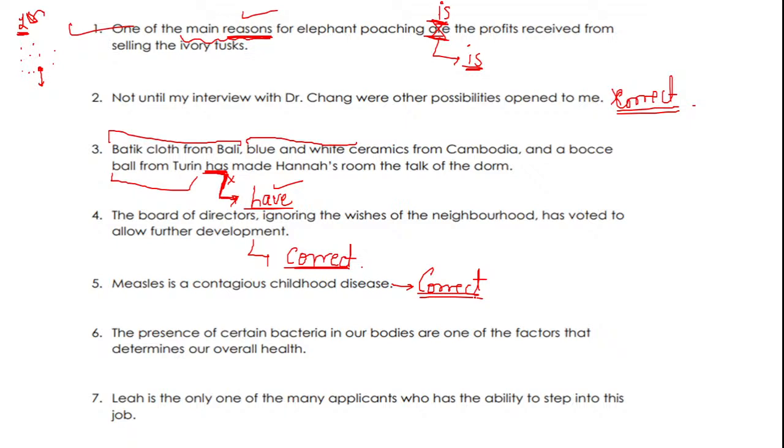Okay, the presence of a certain bacteria in our bodies are one of the factor that determines our overall health. So in this particular statement, we can clearly understand by reading the statement that the presence of certain bacteria in our body is a single factor we are talking about, right? So here "are" should not have come, "is" should have come, right?